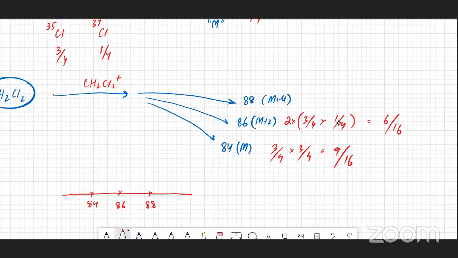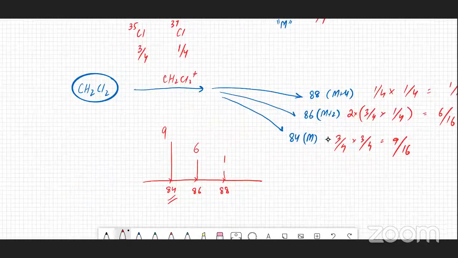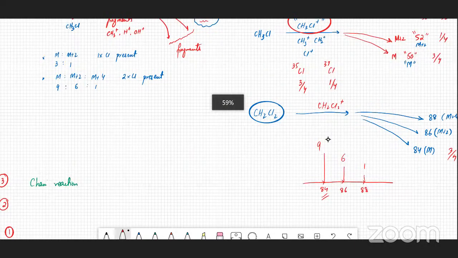The last one, both being 37, has the lowest chance. That would be 1 by 4 into 1 by 4, so that's 1 by 16. So the relative abundance of the three particles: this would be 9 by 16, the chances of getting 84 are the highest. This one would be 6 by 16 and this one would be 1 by 16. Okay, is this clear? Sir, so generally, as a rule, it's easier to get the lighter atom or the lighter molecule? No, it depends on the probability. For you, you just have to remember this about chlorine.